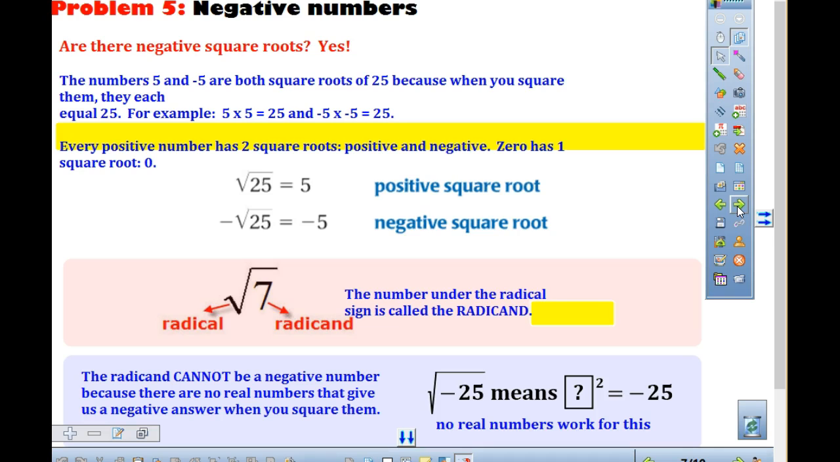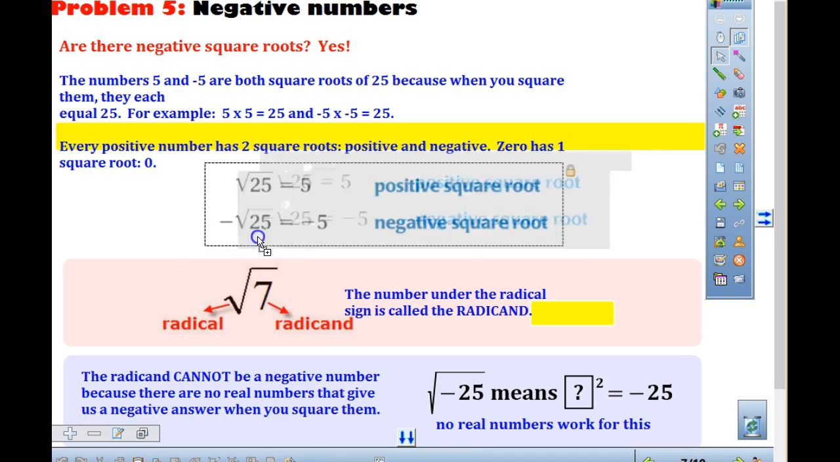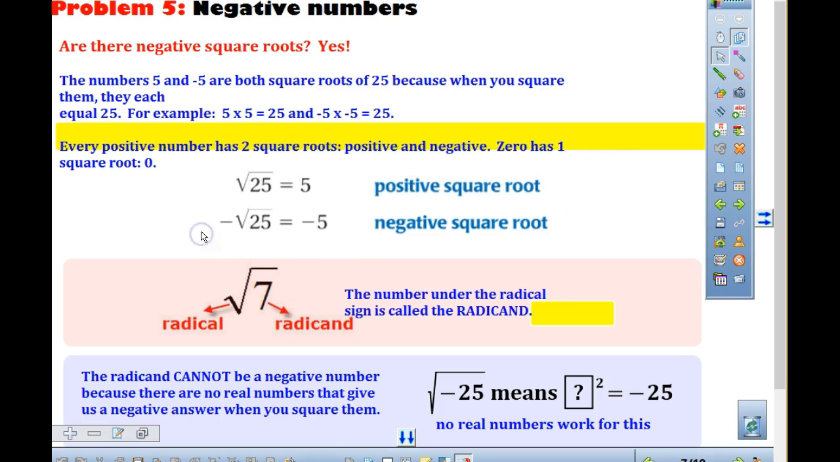Okay? So, here's how you might have different answers on your homework or on your worksheet, okay, when you are looking at these. When you take a look at this one, you have the square root of 25, you might answer as 5, and because this negative is out in front, your answer here would be a negative 5, just a little different, okay?